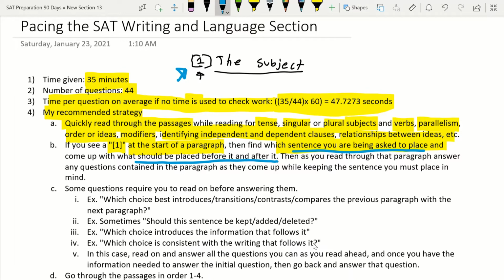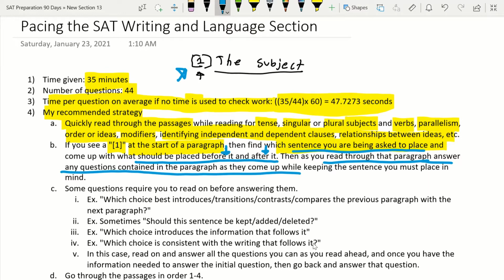So when I read that sentence, I want to come up with what should come before it and what should come after it. That's going to allow me, as I read through my paragraph from the beginning, to answer any questions within that paragraph as they come up, because that way I don't have to reread. As I'm reading, I'm subconsciously trying to place that sentence. I answer questions just as I normally would, and whenever I spot what I said should come before it, that's when I look to place it.